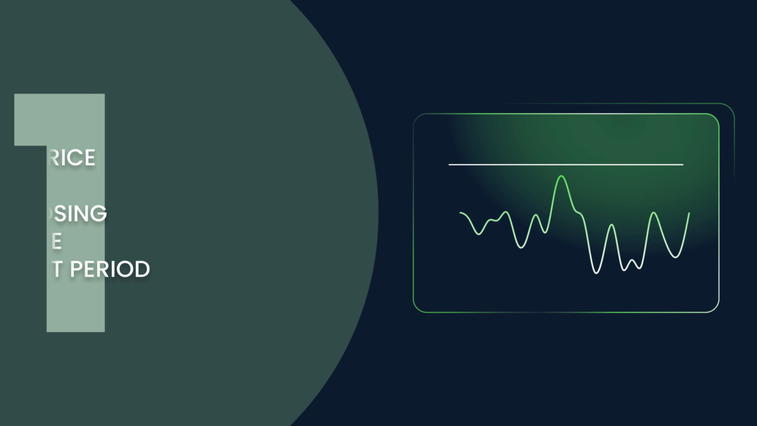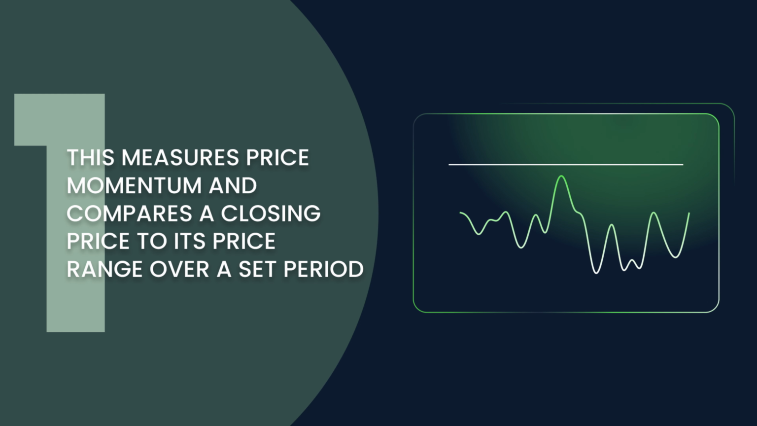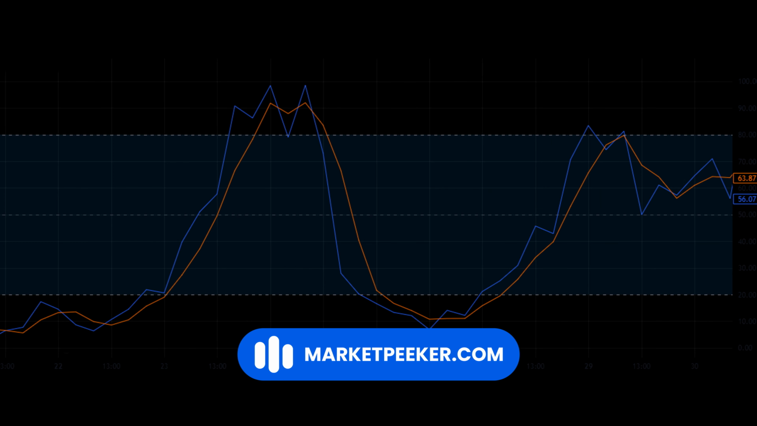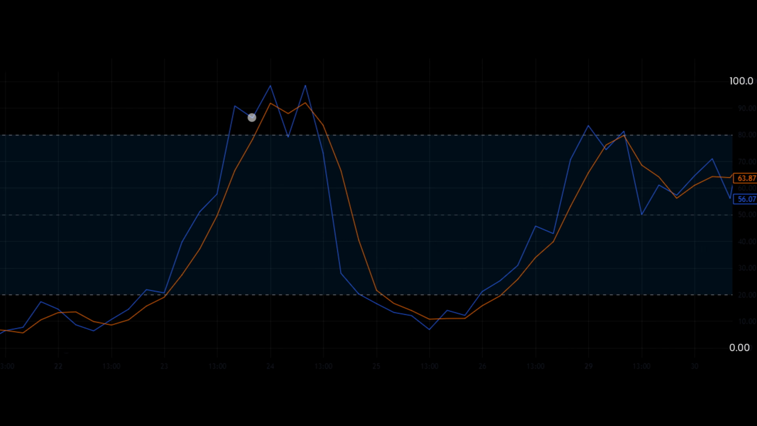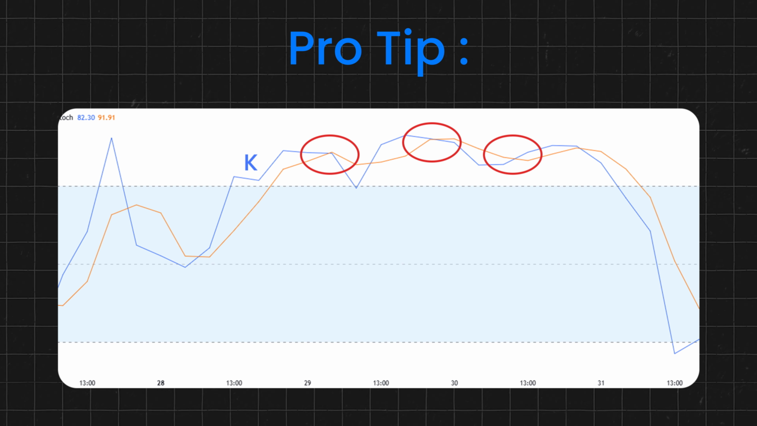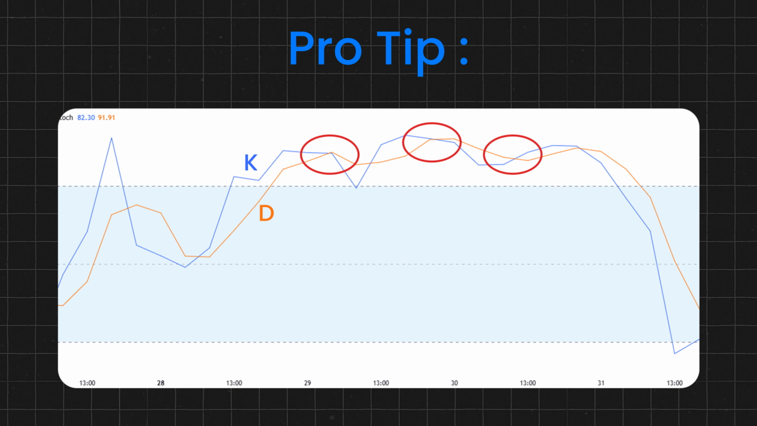1. Stochastic Oscillator. This measures price momentum and compares a closing price to its price range over a set period. How it works. Values range from 0 to 100. Above 80 signals overbought conditions, while below 20 indicates oversold. Pro tip: look for crossovers between the %K and %D lines to confirm trade signals.